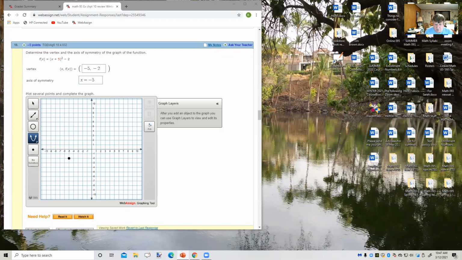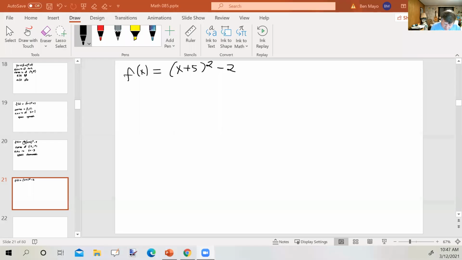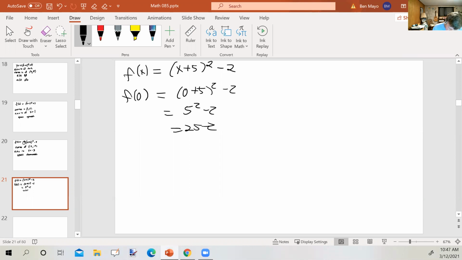I'm going to switch over to my other screen to do the calculation. So f of 0 would be 0 plus 5 squared minus 2, which is 5 squared minus 2, which is 25 minus 2, which is 23. That's off the graph, isn't it? Well, let's go back to where the vertex was.